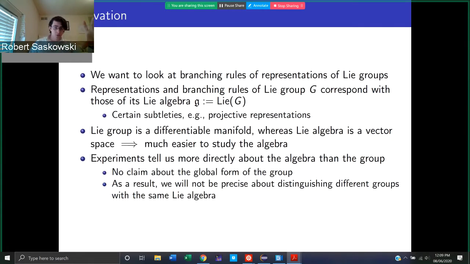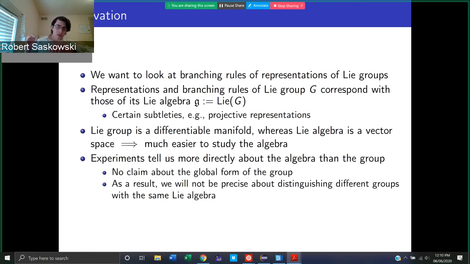There's also a more subtle reason why we want to study the algebra. The reason is that experiments actually tell us a lot more about the algebra than about the group. That's because many of the calculations that we do and then test in experiments like the LHC and whatnot are really done perturbatively. What we do is we're really turning the group into its generators with infinitesimal transformations, and we're looking at the Lie algebra.